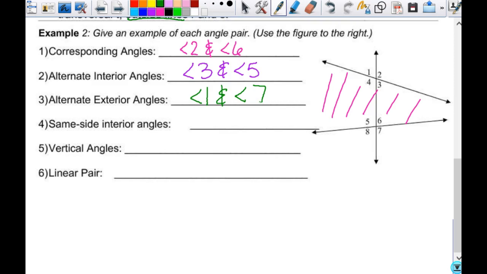All right, same side interior. So they're both on the inside, on the same side of the transversal. So if I start with angle 6, which one is same side interior? 3. Okay, stop me if you have a question.